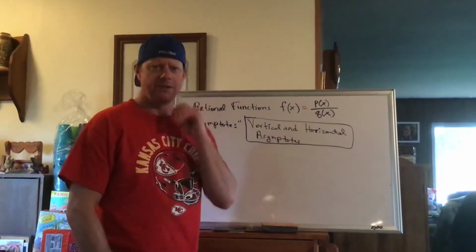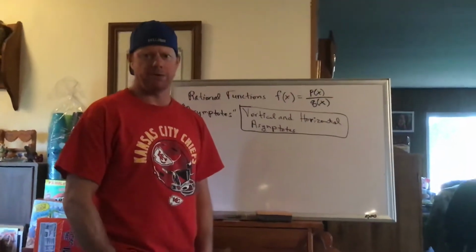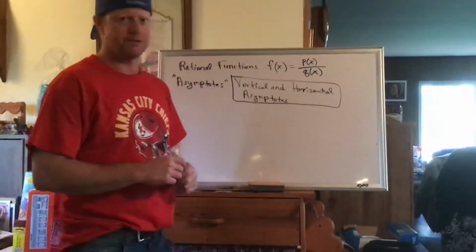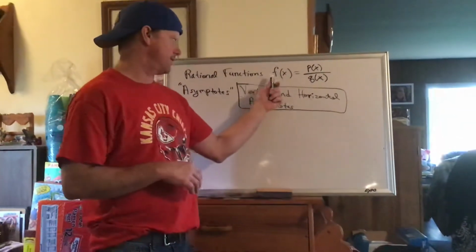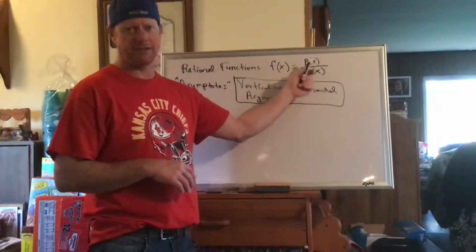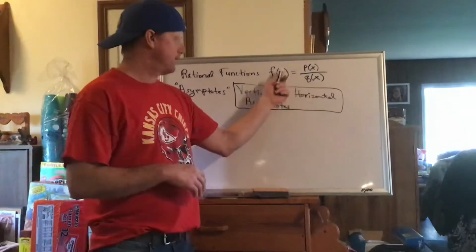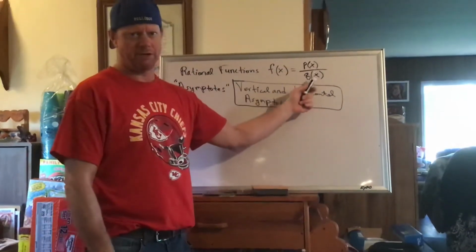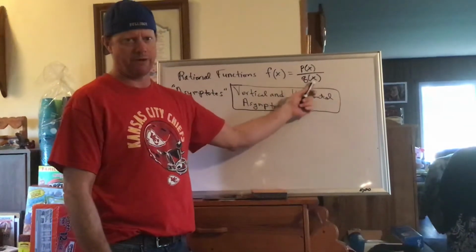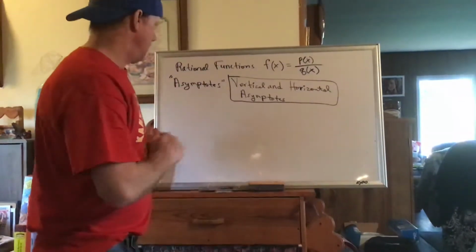Hey everybody, now I'm going to show you how to find vertical and horizontal asymptotes on rational functions. What is a rational function? A rational function is a function that's going to be a fraction and have variables in it. So, generally speaking, it's p of x over q of x. P is the numerator, q is the denominator.